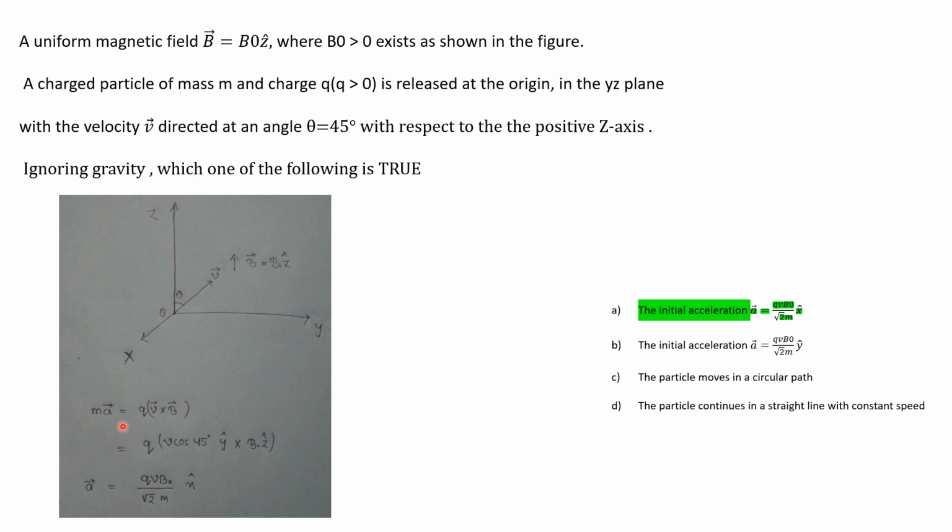So we know that ma, that is force, is equal to q v cross B, and we can see that here the velocity in the y direction will be v cos 45 degrees, cross B, which is equal to B naught z cap. So from here we get that the acceleration will be q v B naught by root 2 m in the x direction. So the right answer will be option A.